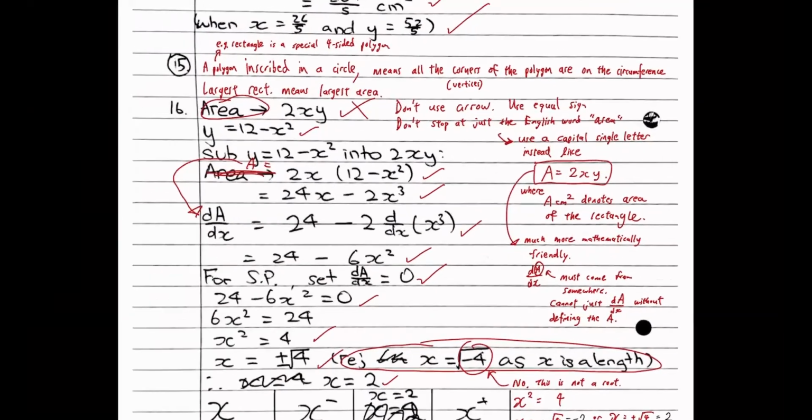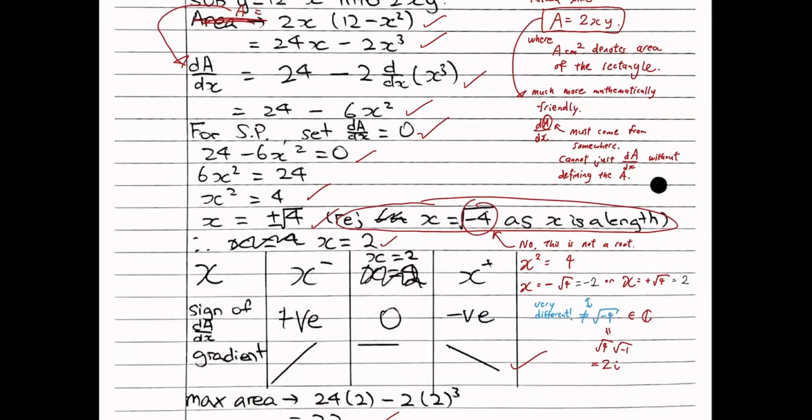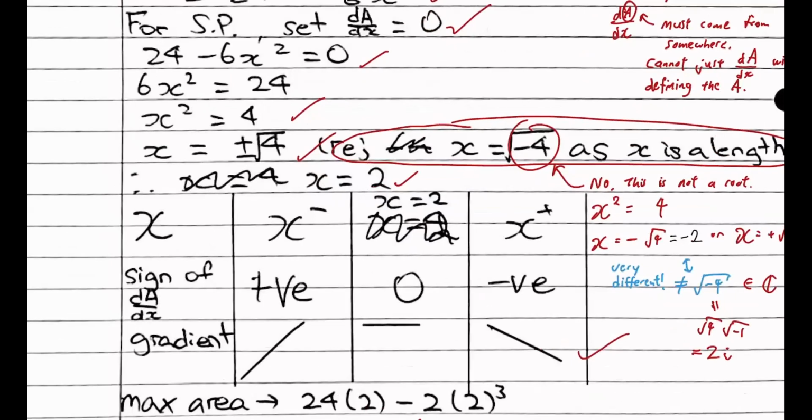16, anything wrong? Don't use arrow, use equal sign. Oh, and then just one small point over here. Please don't say reject square root -4. The negative underneath square root. You go and type in a calculator, what do you get? Square root of -4.